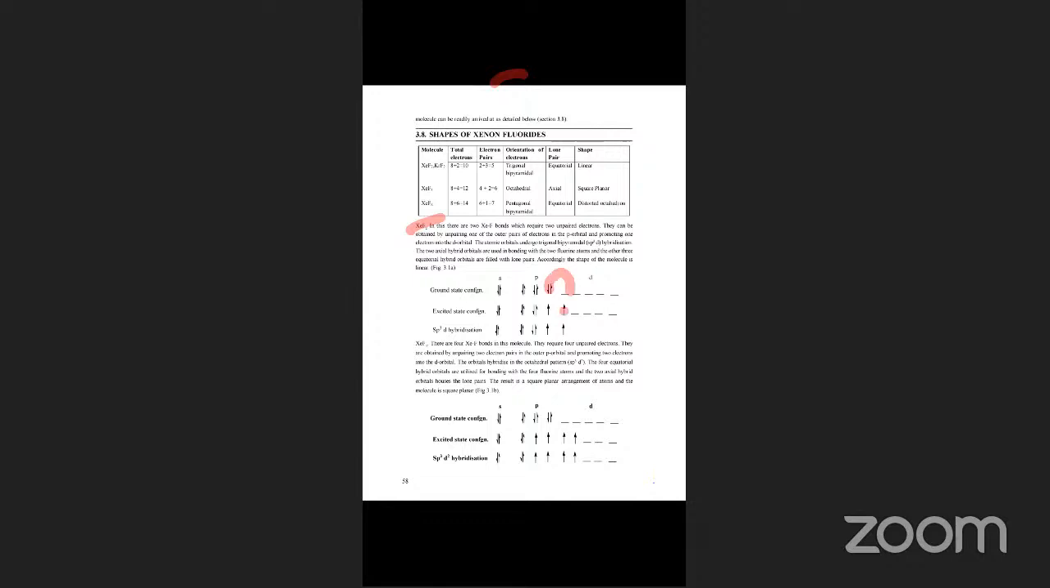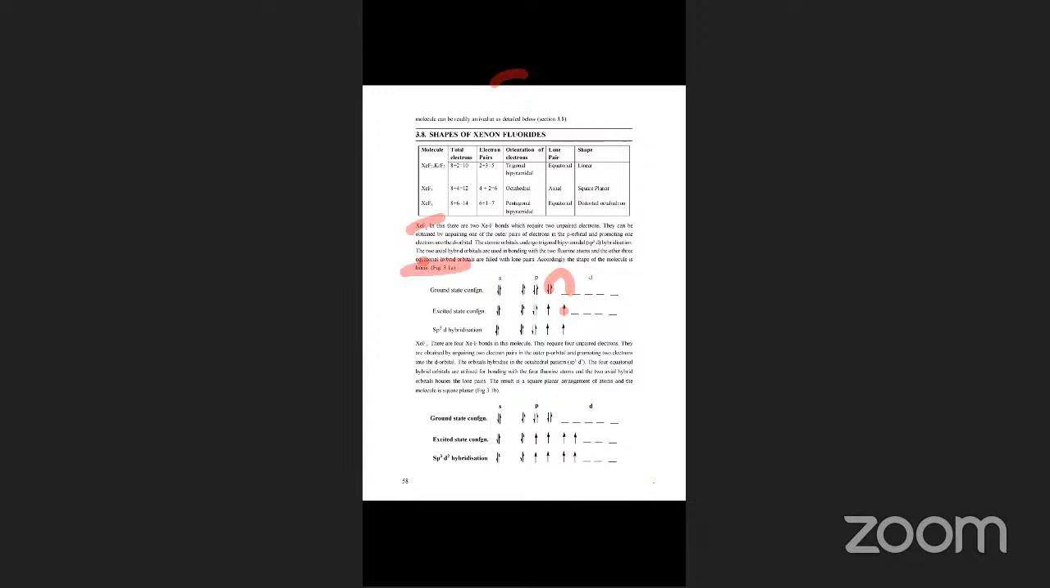So the atomic orbitals undergo trigonal bipyramidal hybridization. The 2 axial hybrid orbitals are used for bonding with the 2 fluorine atoms, and the other 3 equatorial orbitals are filled with lone pairs. According to this, the shape of the molecule is linear.